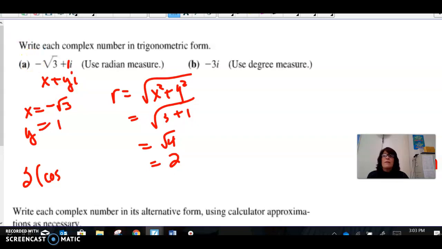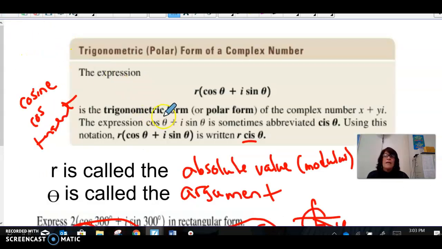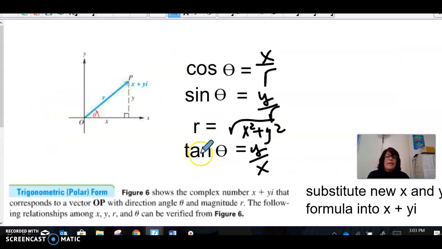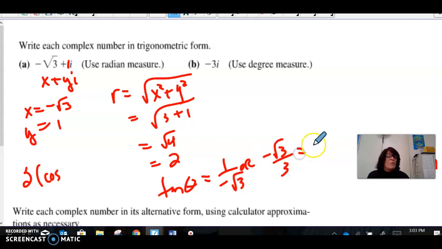Well, remember from the other page. Oh, why did I go too far? No, I didn't go too far. Tangent of theta is y over x. So in this case, I know that the tangent of theta is 1 over negative square root of 3. If I rationalize that, that's negative square root of 3 over 3. I remember that's what? 30 degrees? Or pi over 6?